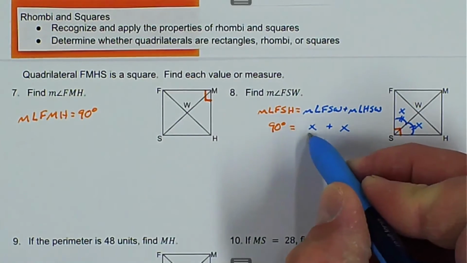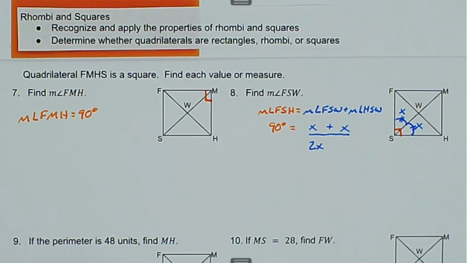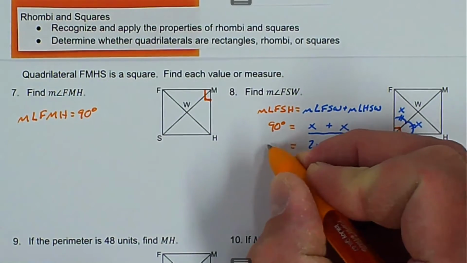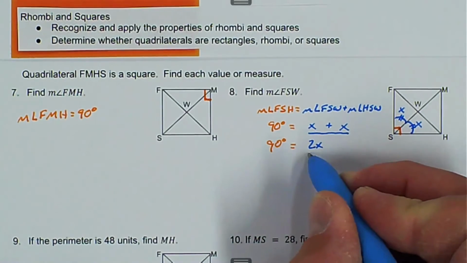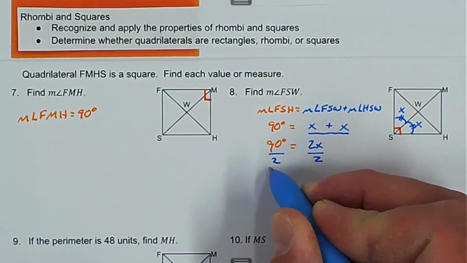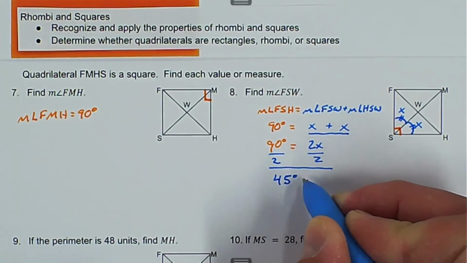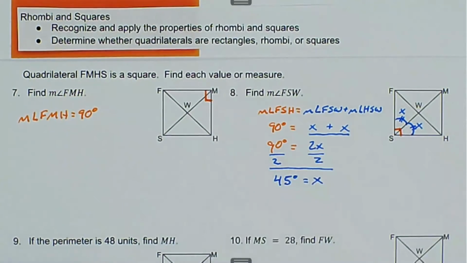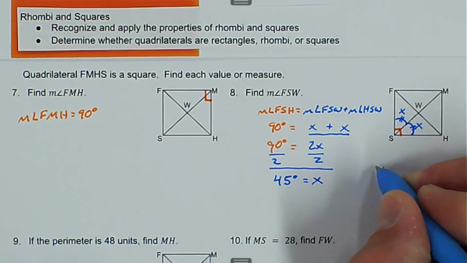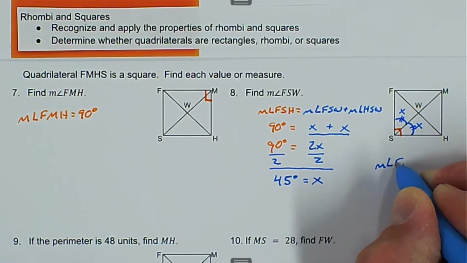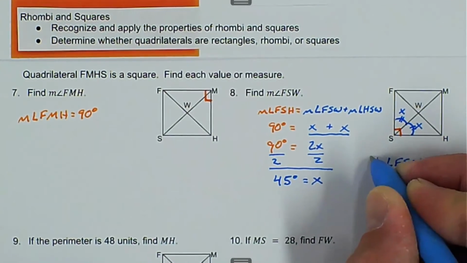So we can solve. We have two like terms here. So x plus x is 2x. And that is still equal to 90 degrees. And then we can divide both sides by 2. And we get 45 degrees is equal to x, which in this case, that's the same that we're trying to find, which is measure of angle FSW is equal to 45 degrees.